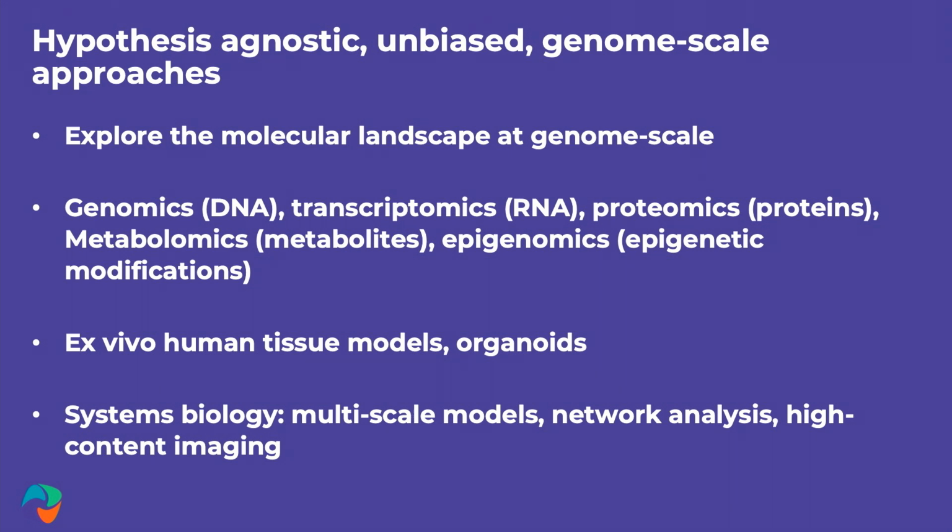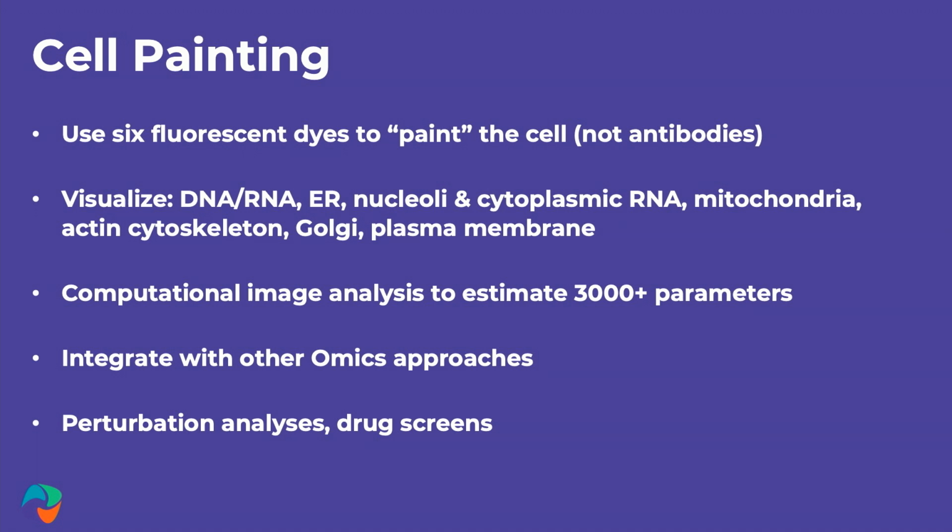So the approach I'm going to talk about is high-content imaging. What do we mean by that? We are using an approach called cell painting. Anytime you want to visualize things within the cell, we normally use antibodies. But antibodies are a lot of work, a lot of time and money to generate, and you have to do them one by one. So instead of antibodies, we're using fluorescent dyes.